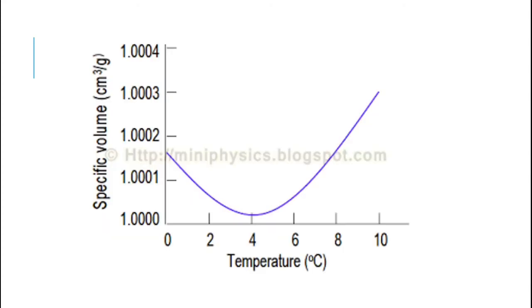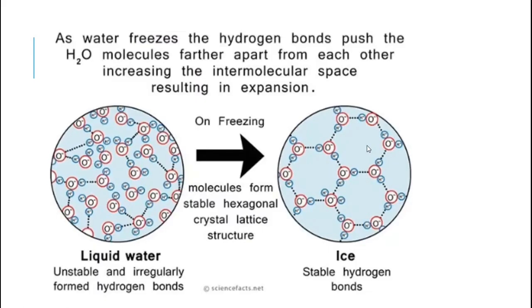Okay, so taking a look at this graph, as I have mentioned, take note that water is densest at 4 degrees Celsius. Looking at this, as water freezes, the hydrogen bonds push the water molecules farther apart from each other, increasing the intermolecular space, resulting in expansion. As you can see here, liquid water has less volume than ice. Molecules form a stable hexagonal crystal lattice structure when they are forming ice. So we have stable hydrogen bonds.